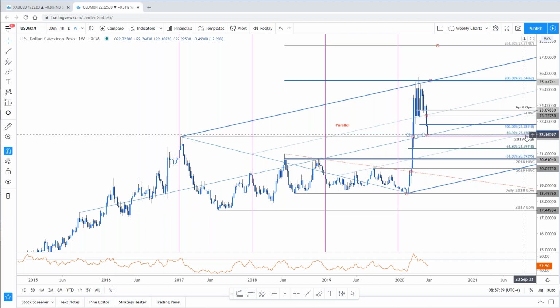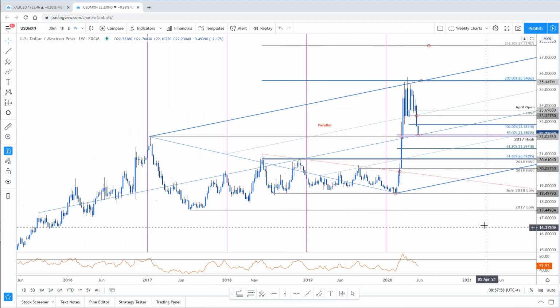22.0376 into 15.03. This zone, critical. 50% retracement. Objective 2017 swing high. Median line. All right, here, curb your appetite for the short side of dollar peso. Okay, we're at support, plain and simple.